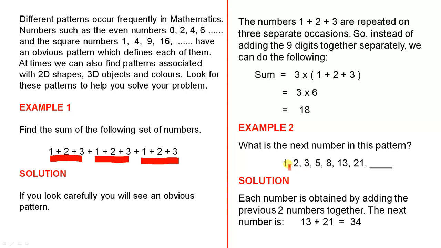The next number is. So, look at the 3. The way you get 3, 1 plus 2 gives you 3. The way you get 5, 2 plus 3 gives you 5. 3 plus 5 gives you 8. 8 plus 13 gives you 21. So 13 plus 21 gives you 34. So that's the next number.